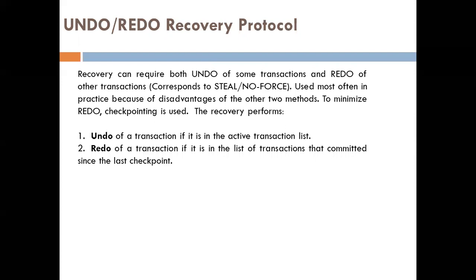This method is used most often in practice because of the disadvantages of the other two methods. To minimize redo, the checkpointing method is used. The recovery operation performs undo of a transaction if it is in the active transaction list, and redo of a transaction if it is in the list of transactions that committed since the last checkpoint.